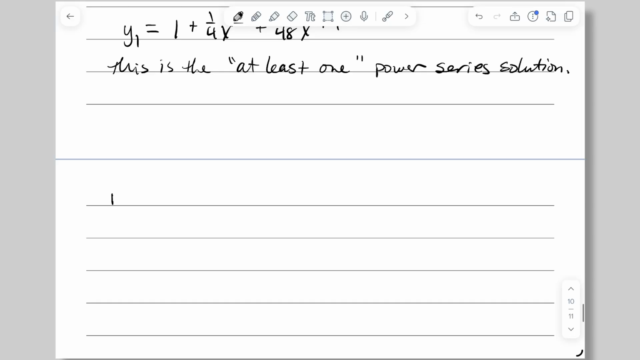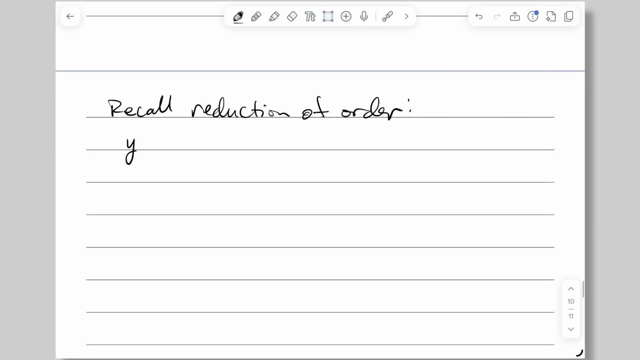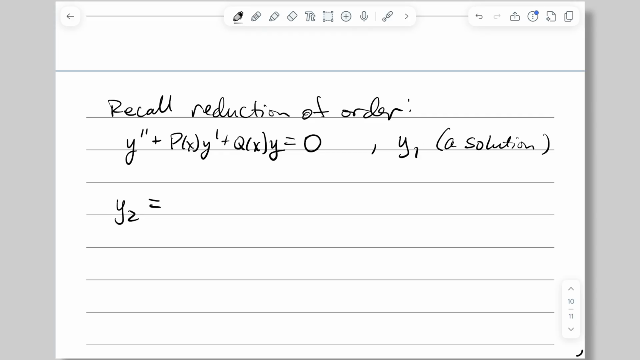At this point, recall reduction of order. For an equation in standard form, y double prime plus p of x y prime plus q of x y, these are the uppercase P and uppercase Q that we've used most of the course. Given a solution y1, we get y2 using the formula y1 times the integral of e to the negative integral of p of x dx divided by y1 squared times dx.